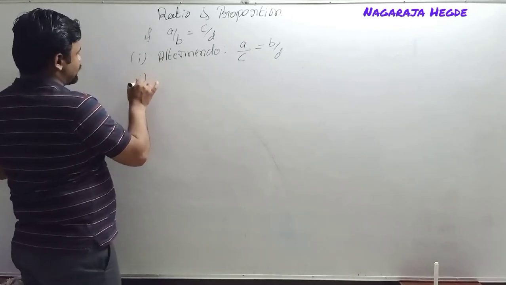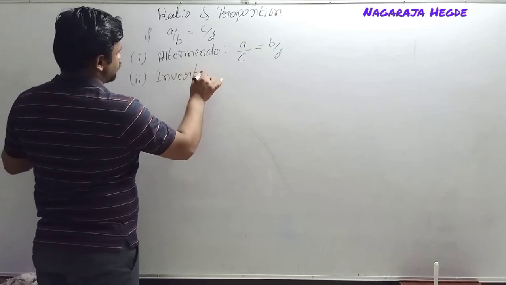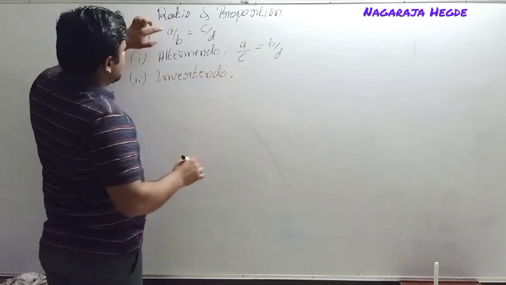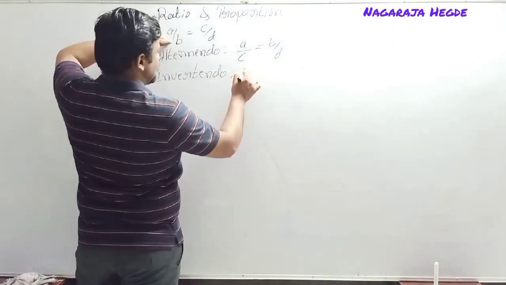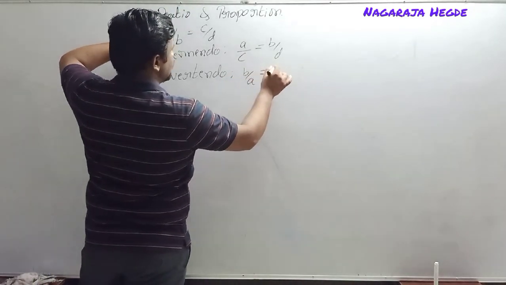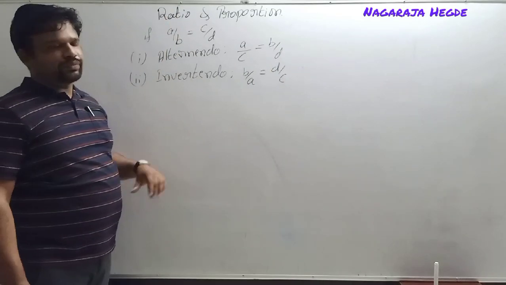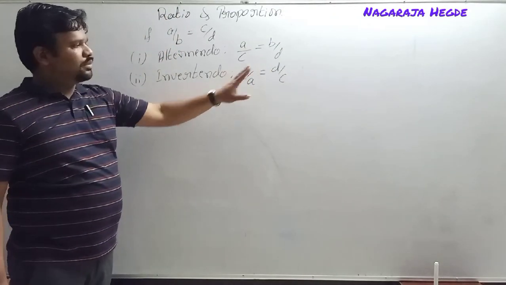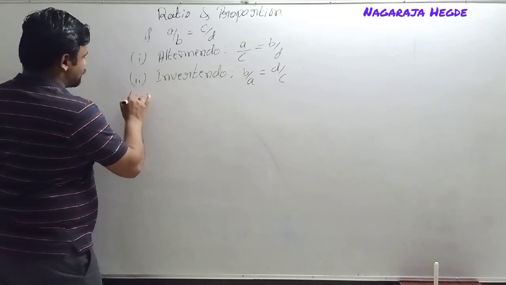Next, invertendo. What is invertendo? A by B, if it is the same as C by D, then we can write B by A is also the same as D by C. Just take the reciprocal of both. That is also true. Next, the third one, componendo.